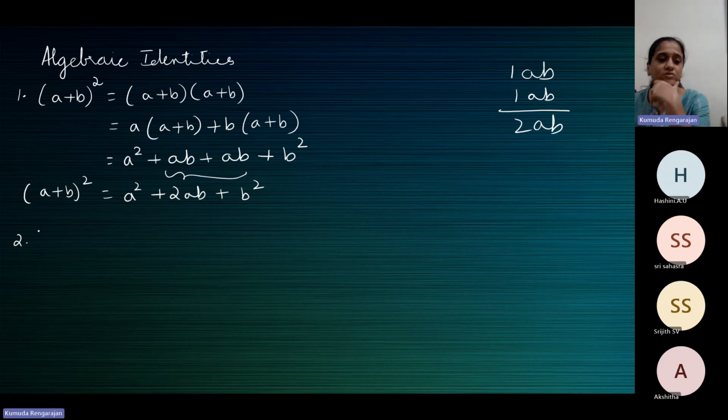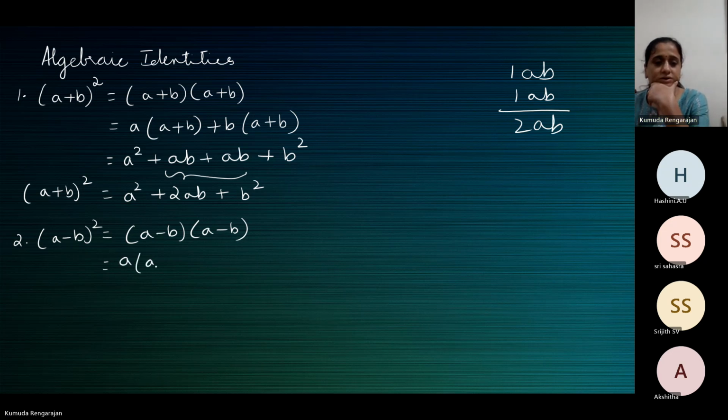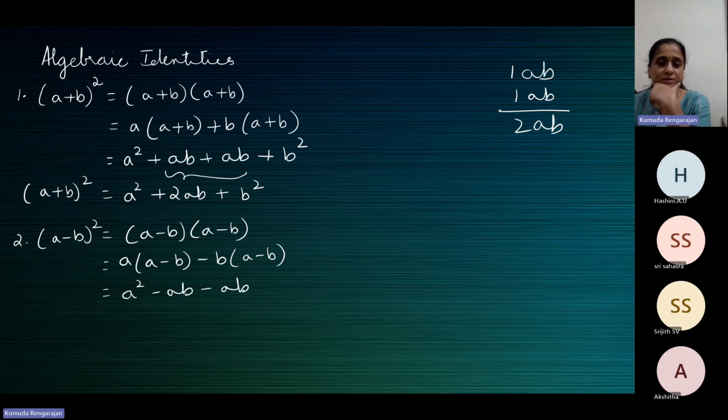Completed? Yeah. Next one. A minus B the whole squared is A minus B into A minus B. So now you know what? I'll just work it for you. A into A minus B into A minus B. A squared minus AB plus B squared.